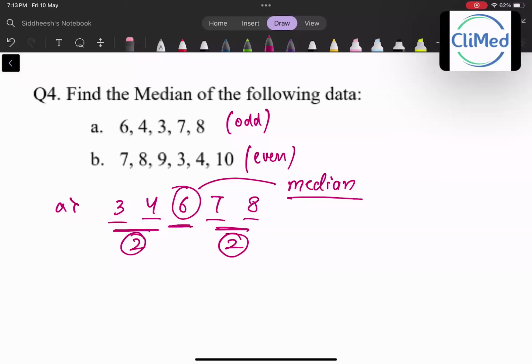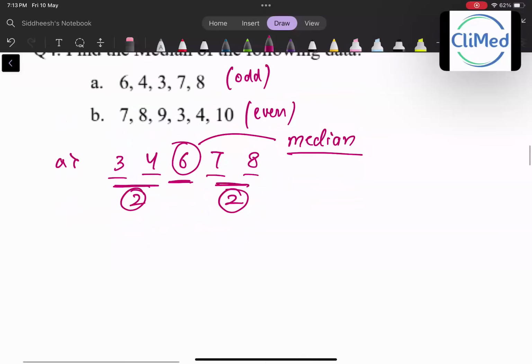Okay. So let's take the next number also. You're having 7, 8, 9, 3, 4, 10. The first step is what? Arrangement in the ascending order. So we need to arrange: 3, 4, then 7, 8, 9, and 10.